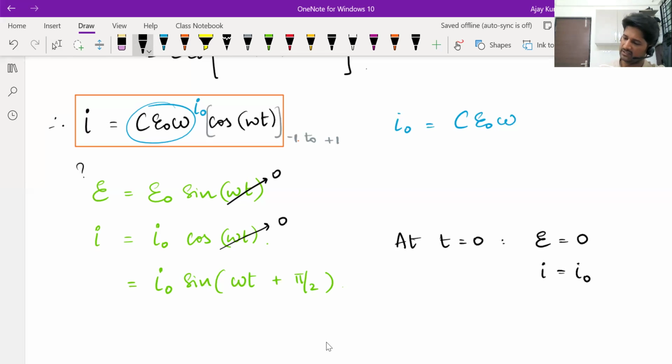That's the positive extreme. So when EMF is 0, see, 0 is the mean value of EMF. EMF varies between minus E naught and plus E naught, so the middle value is 0. So when EMF is at its mean value, current reaches its positive extreme.